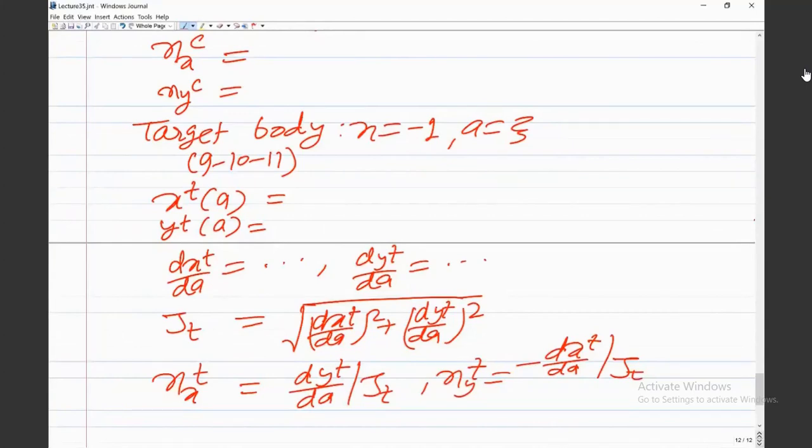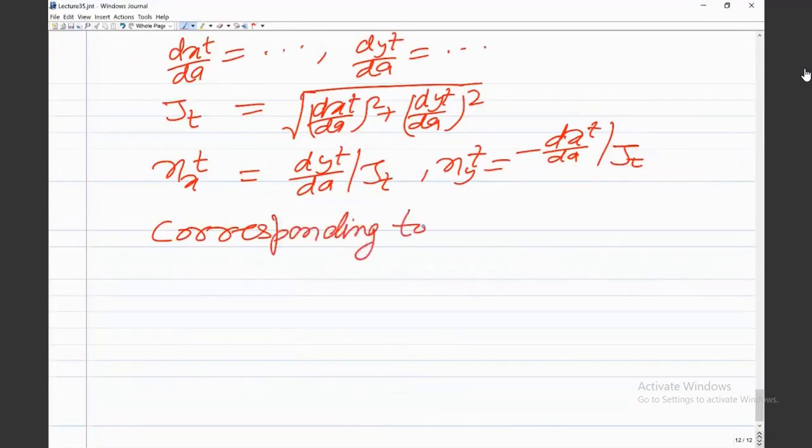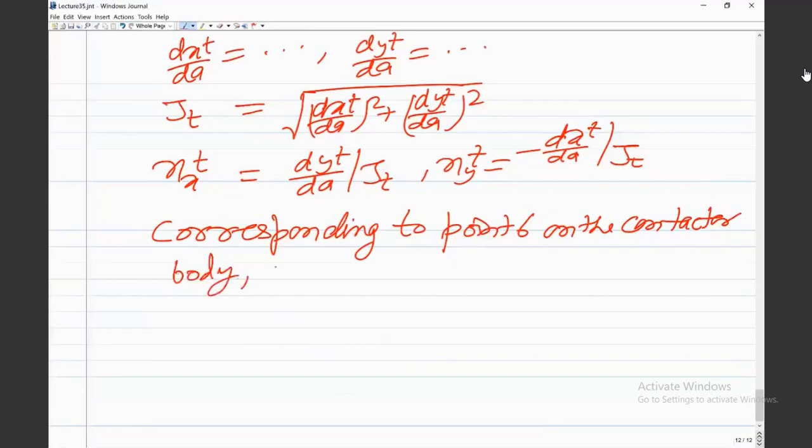So once you get these, then you calculate, let us say we choose one point on the contactor body. So let us say we choose point 6 on the contactor body. So corresponding to point 6 on the contactor body, we need the point on the target body.